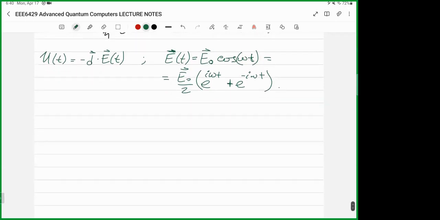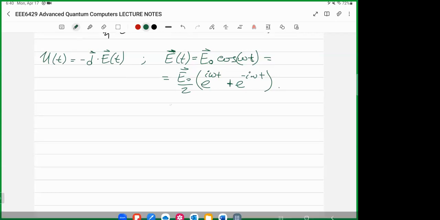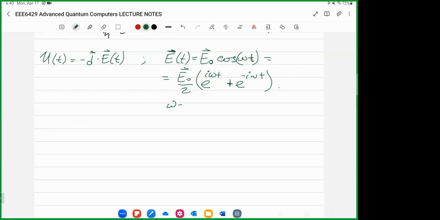And of course this omega is the excitation frequency. So this is a new frequency, right? This is the frequency of the excitation pulse that I use to excite the system, like excitation by a laser beam or excitation by a microwave field that I apply to my qubit.